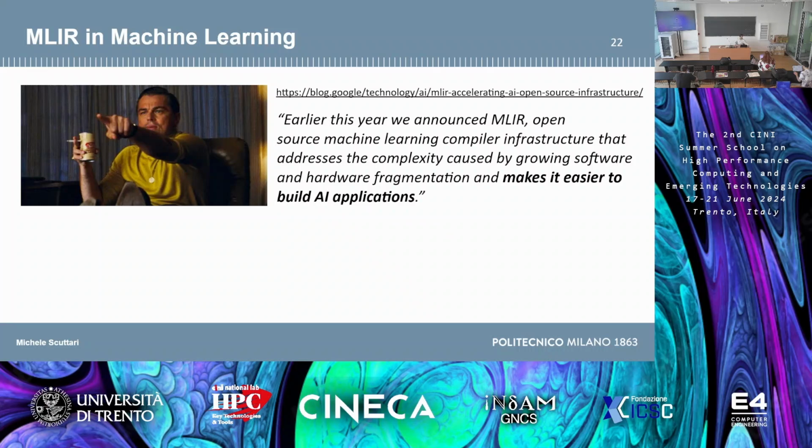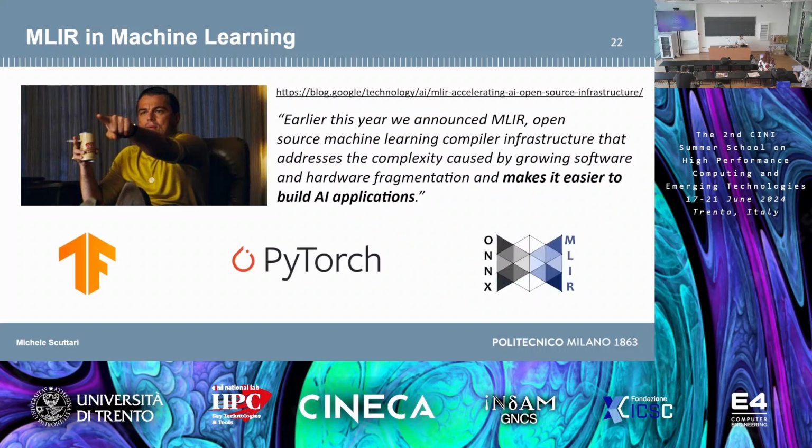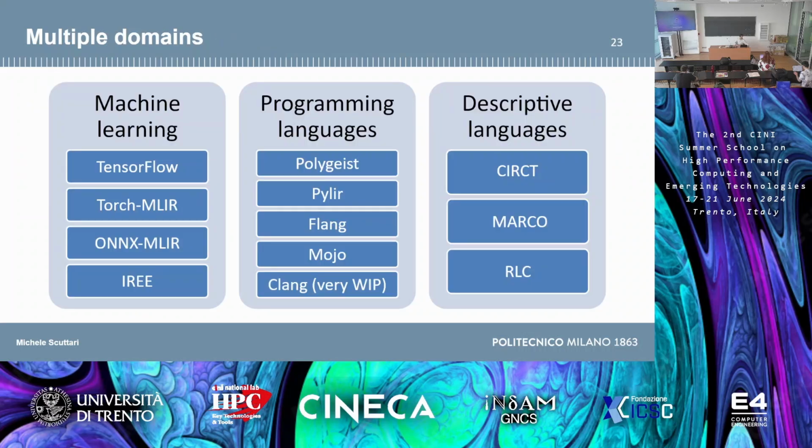MLIR, of course, sees a lot of use to build AI applications. It is supported by all the primary tools, TensorFlow, PyTorch, and there is also, and it was the first, an ONNX compiler front-end for MLIR. There are also, however, not only machine learning representations and languages, but also programming languages such as Mojo. Someone was mentioning it before. Fortran, Flang. This is interesting.